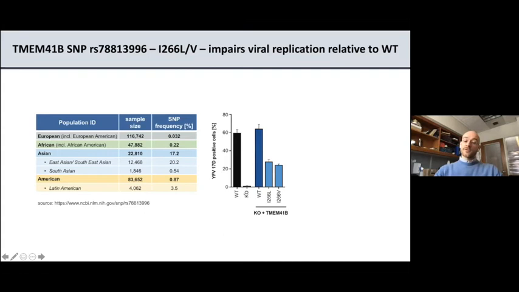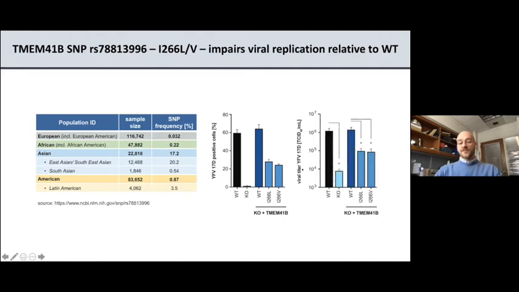If you take our knockout cells and reconstitute with the wild-type protein or with the 2 different SNP proteins encoding a leucine or valine at position 266, we see that these cells support infection, but infection is rather diminished relative to the wild-type protein. If you then take the supernatants of these infections and titrate them, we can also see that the output is diminished in these SNP-encoding cells relative to the wild-type cells.